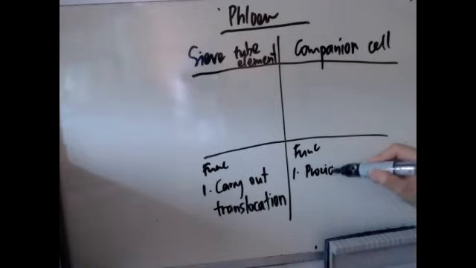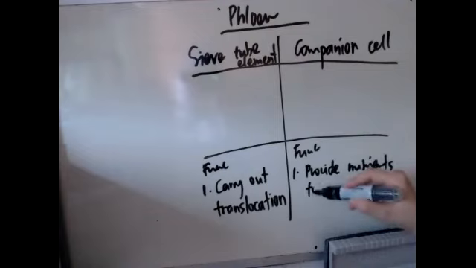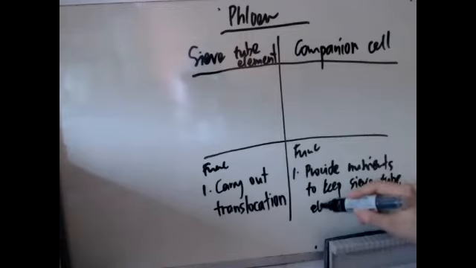Companion cell's function is to provide nutrients to keep sieve tube elements alive. That's why it's called companion cell. It's there to keep the sieve tube elements company.